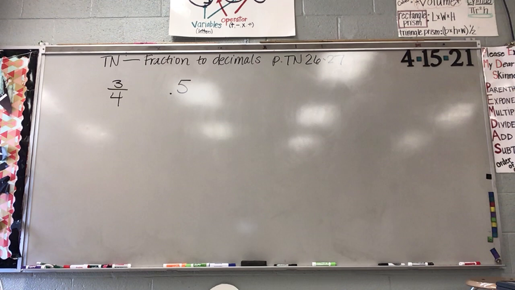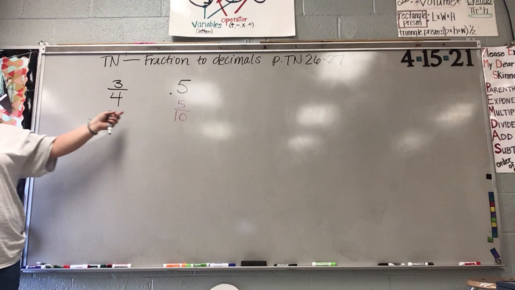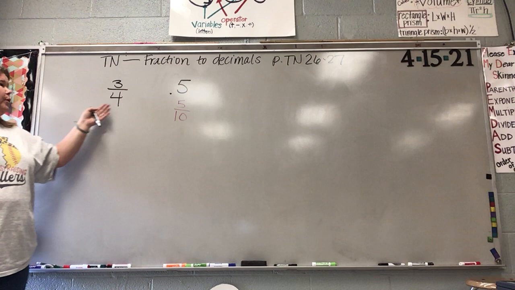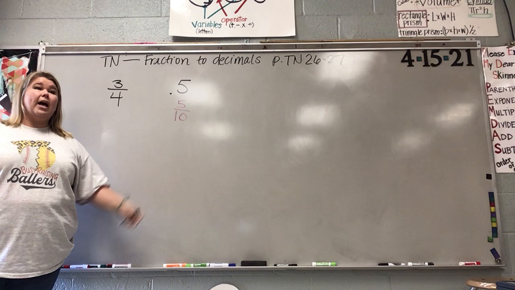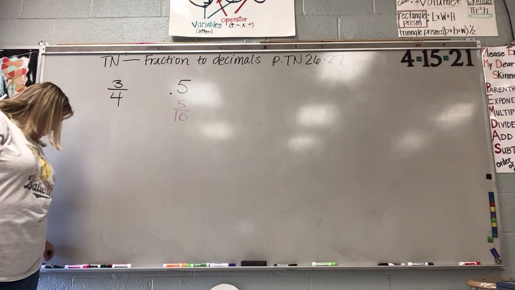Now, as Jesse said, well, Miss Skinner, I know how to change 0.5 to a decimal. What is 0.5 as a fraction? 5/10. I don't know who said it, but 5/10. Now, that's a little bit hard to compare when there's a 4 on the bottom and there's a 10 on the bottom. So then what would we have to do if we were going to compare fractions? You would have to make the bottoms the same. You would have to find a common denominator. So what would be the common denominator of 4 and 10?